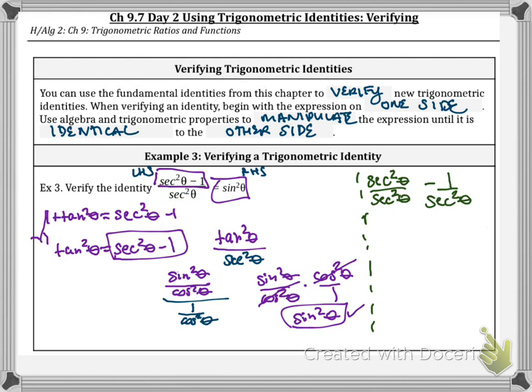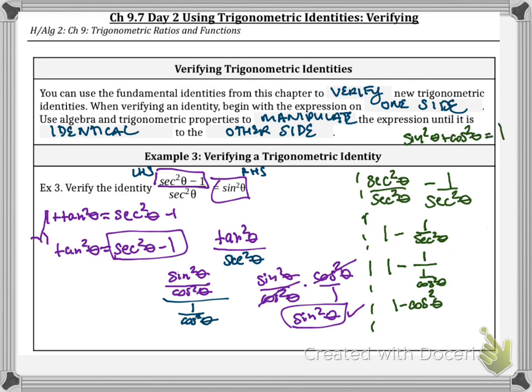So secant squared of theta over secant squared of theta, that's 1 minus 1 over secant squared of theta. And then secant squared of theta is 1 over cosine squared of theta. And so you can kind of see that, right? So you multiply by the reciprocal. So this becomes 1 minus cosine squared of theta. Then remember the Pythagorean identity: sine squared of theta plus cosine squared of theta equals 1.